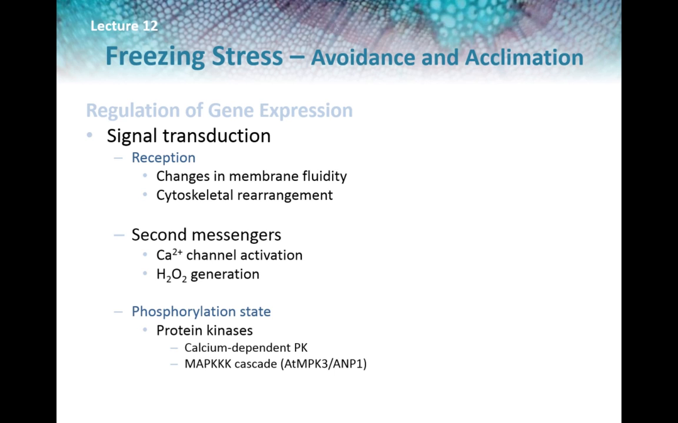Then comes the phosphorylation state. Protein kinase activity increases, involving both calcium-dependent protein kinases and mitogen-activated kinase cascades, possibly corresponding with each of the second messengers. Phosphatase activity decreases. And then lastly, gene induction involves both cis and trans-acting factors.